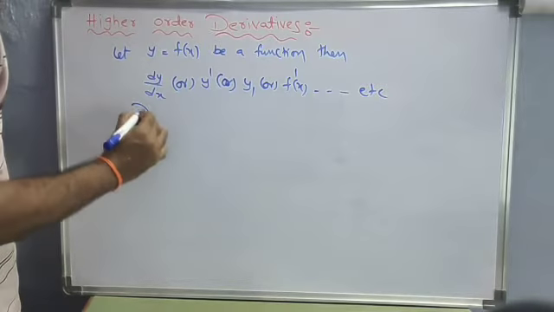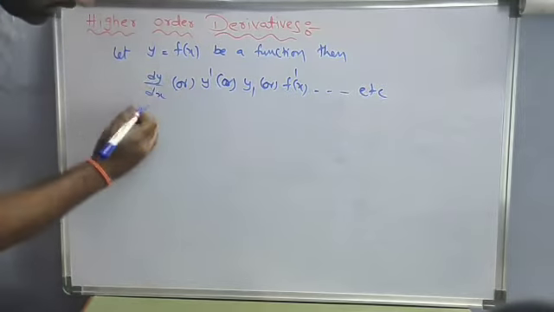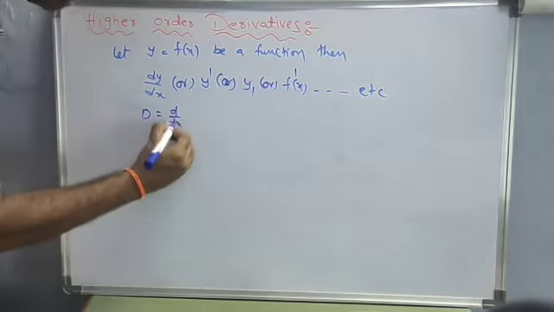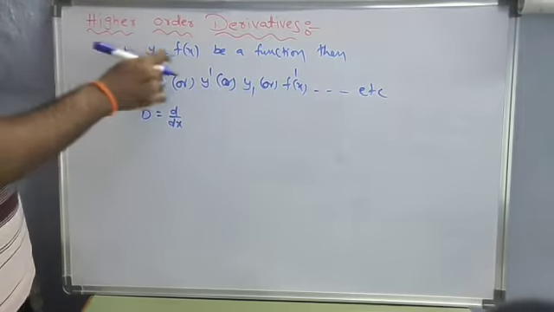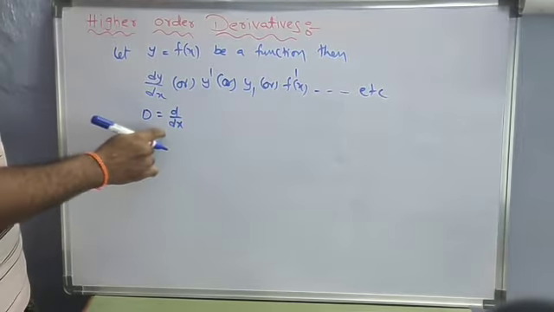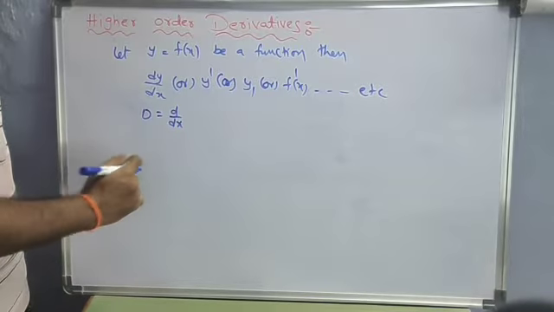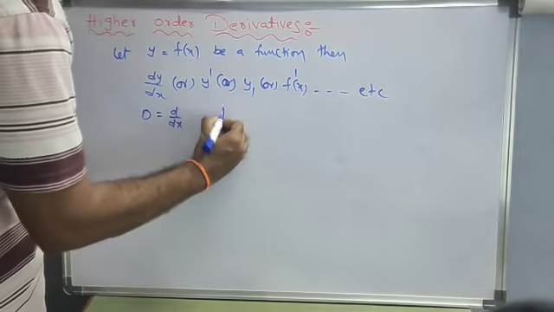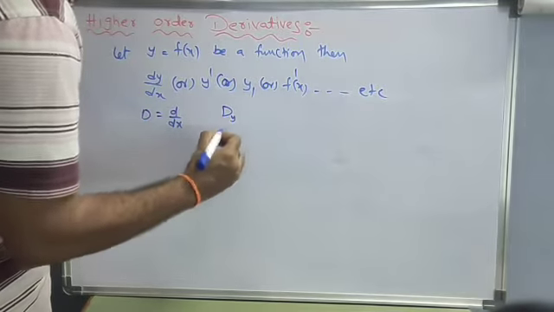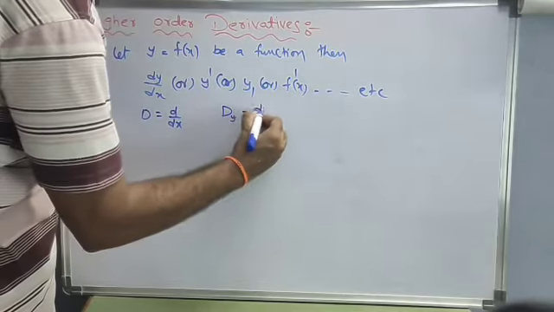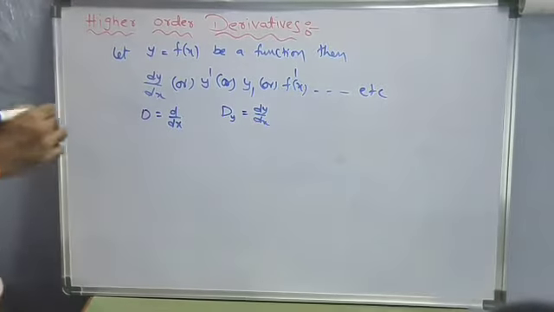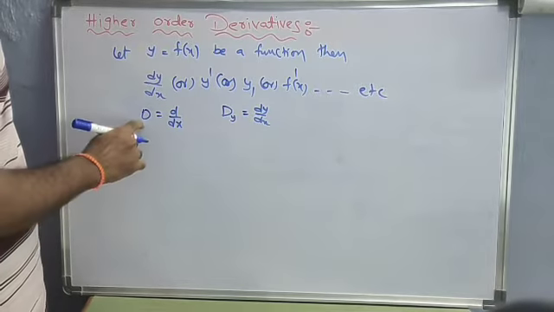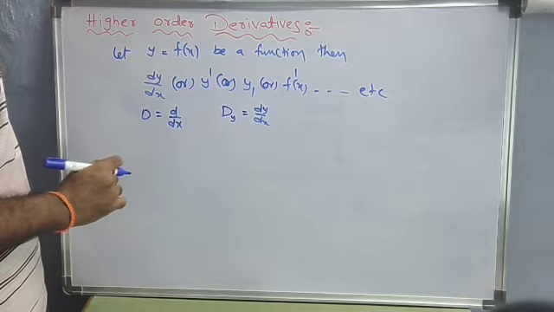Here some persons also take capital D. What is capital D? D by d with respect to the independent variable. Suppose for this function I take capital D equal to d by dx. Then capital D y means differentiation of y, which is dy by dx. So capital D is denoted by d by dx.